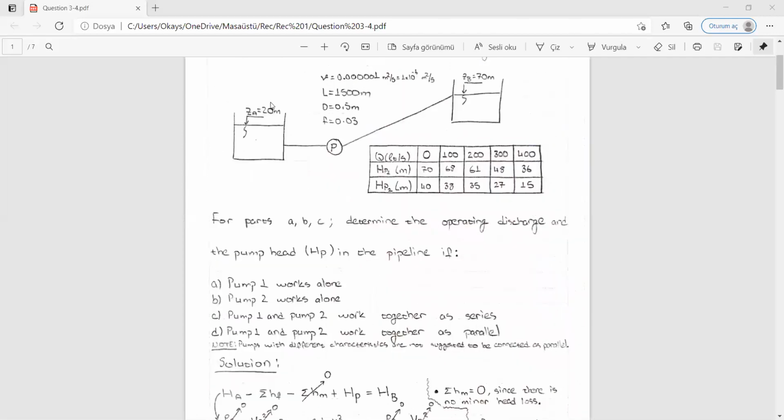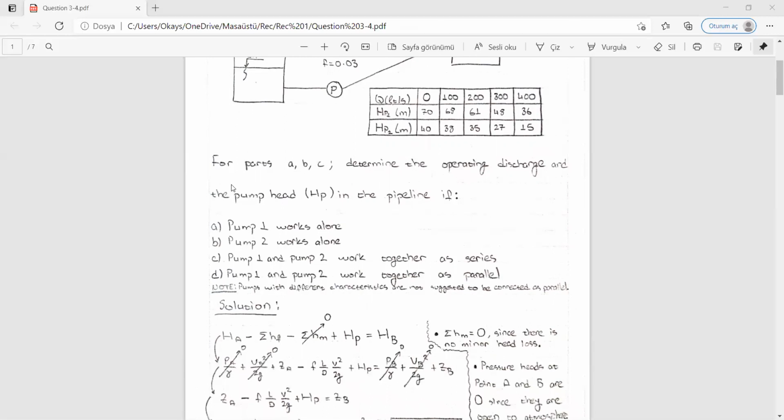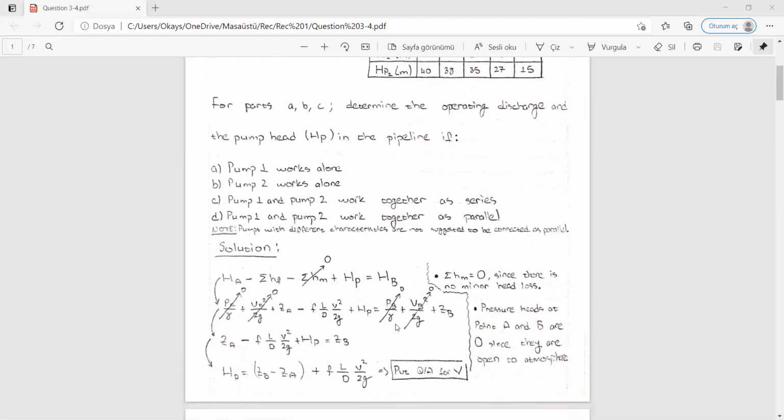So for point A, again, we are dealing with two large reservoirs. So for point A and point B, we can set their pressure heads and velocity heads to 0. So we can cancel for both points pressure head and velocity head. So what are we left with? We are left with the elevation head at point A minus the major head loss plus the pump head, which will be equal to the elevation head at point B.